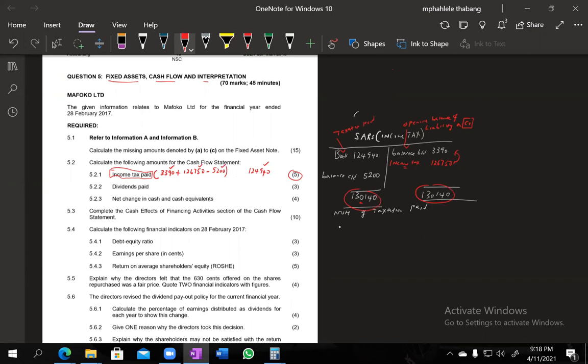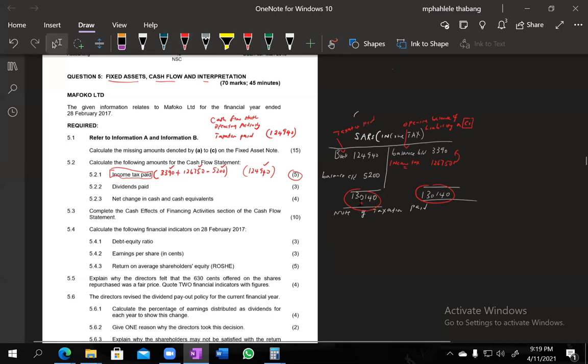1, 2, 3, 4. Where's the other mark? Where do we get the other mark? Oh, this taxation paid, but it's not in the cash flow. If it was in cash flow, you were going to put it in brackets, because we would be saying the amount is going out of the business. I'm referring to something like this. If we were preparing a cash flow statement, we would say cash from operating activities, and then you say taxation paid. Then you specify the amount of tax paid, 124,940. It should be in brackets to show the money is going out of the business, the outflow of cash. This is the taxation paid, 5 marks. You pass accounting grade 12, you go to accounting grade 13.